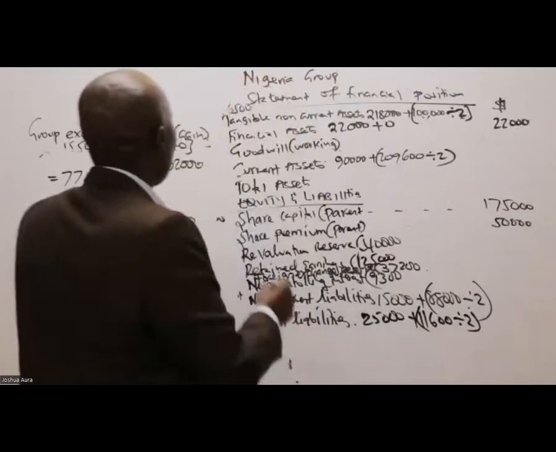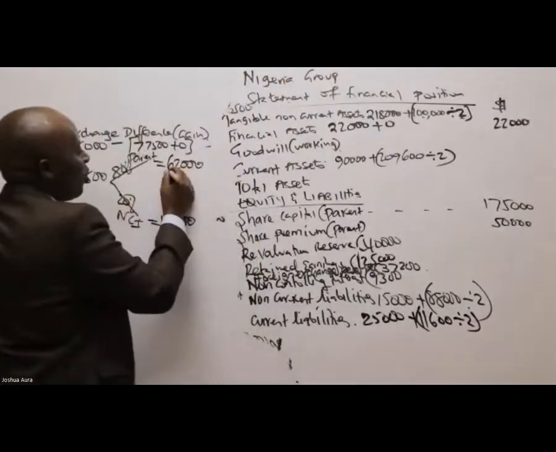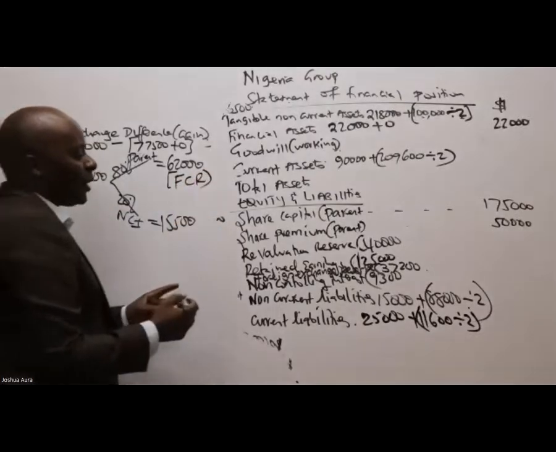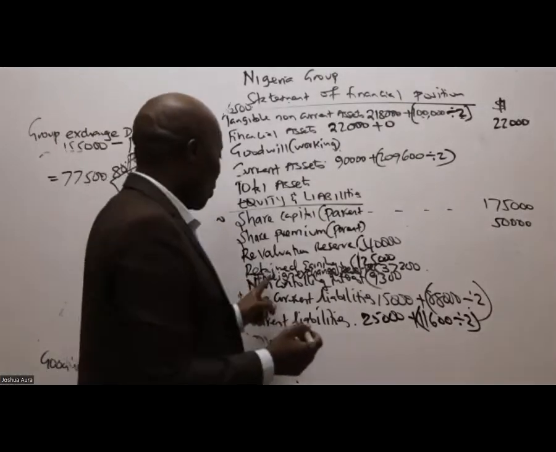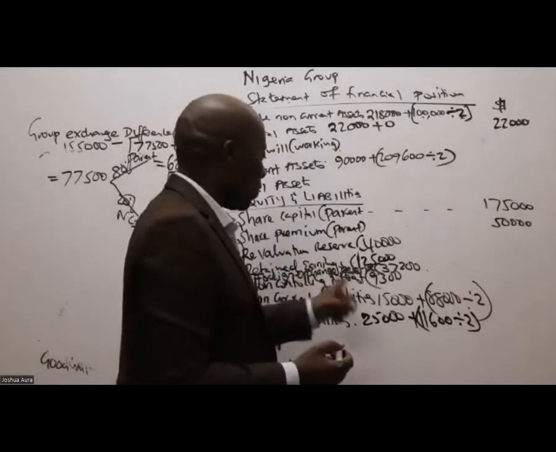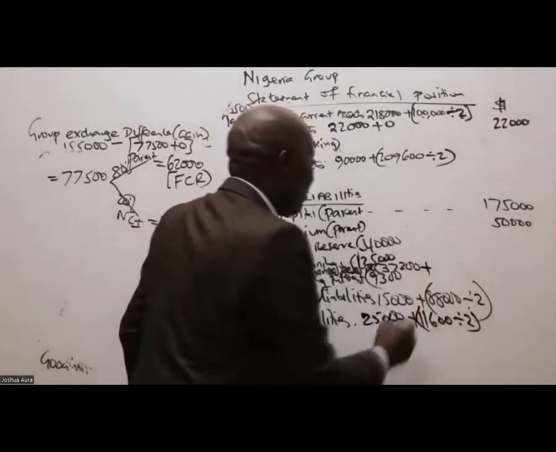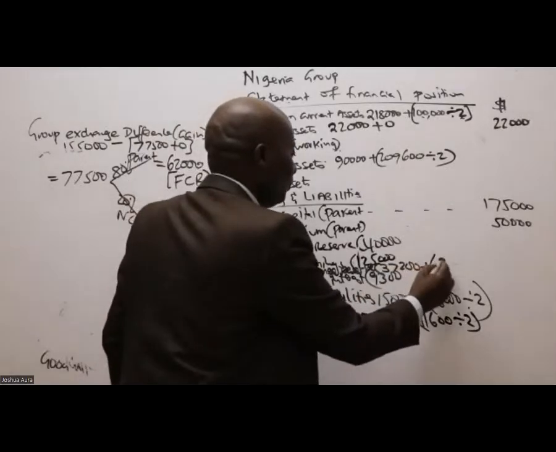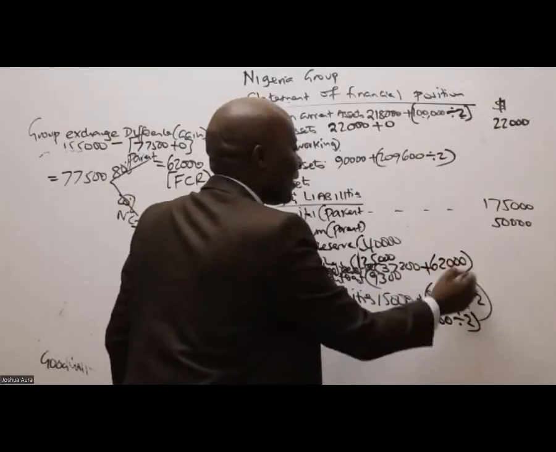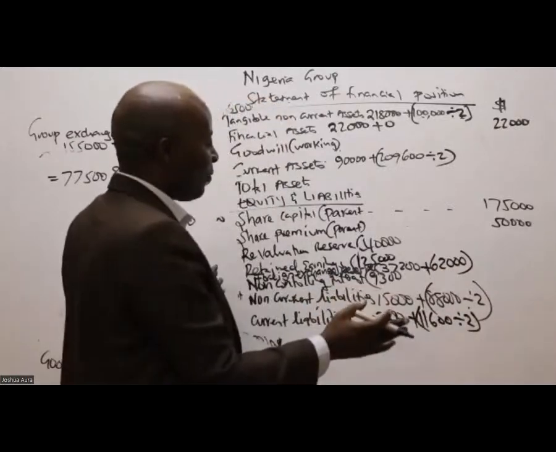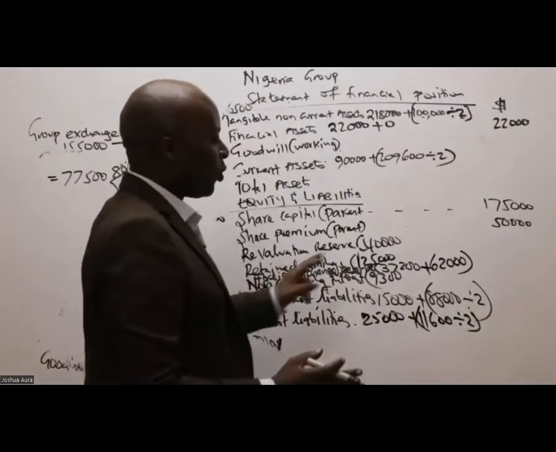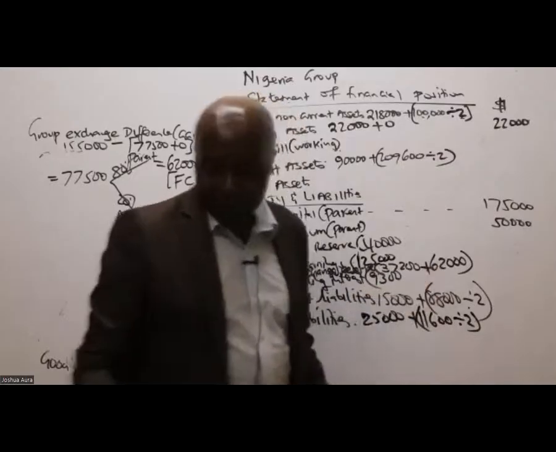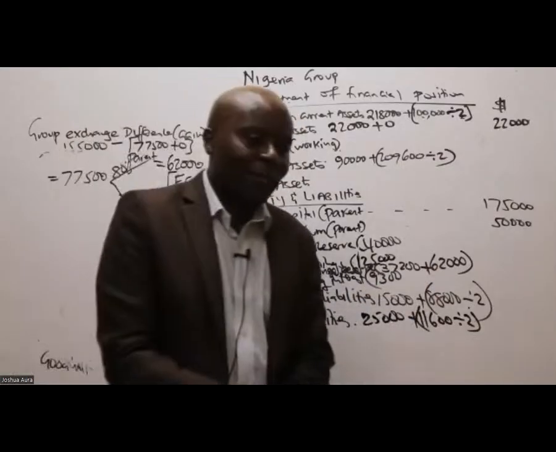I hope you've been able to write. It's normally called FCR, foreign currency reserve. So in your foreign currency reserve, add there plus 62,000. And this is all for the foreign currency reserve. So could you kindly give me this figure? What is 37,200 plus 62,000?